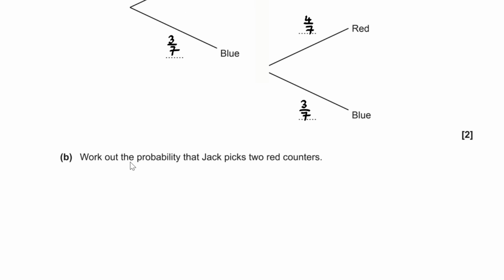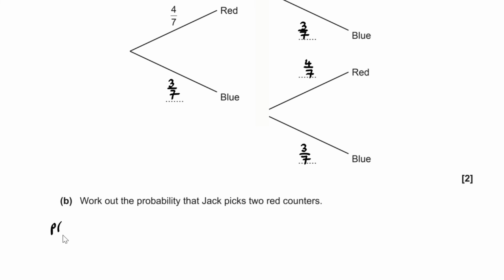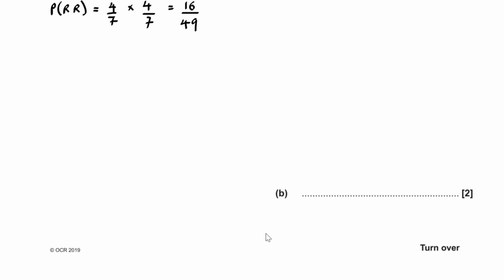And then for part B, we have to work out the probability that Jack picks 2 red counters. So for part B, we've got the probability of picking 2 red. Well, the probability of picking a red from the first pick will be 4/7. And then for the second pick, again, that'll be 4/7. Here we've got 16 over 49. So therefore the probability is equal to 16 over 49.